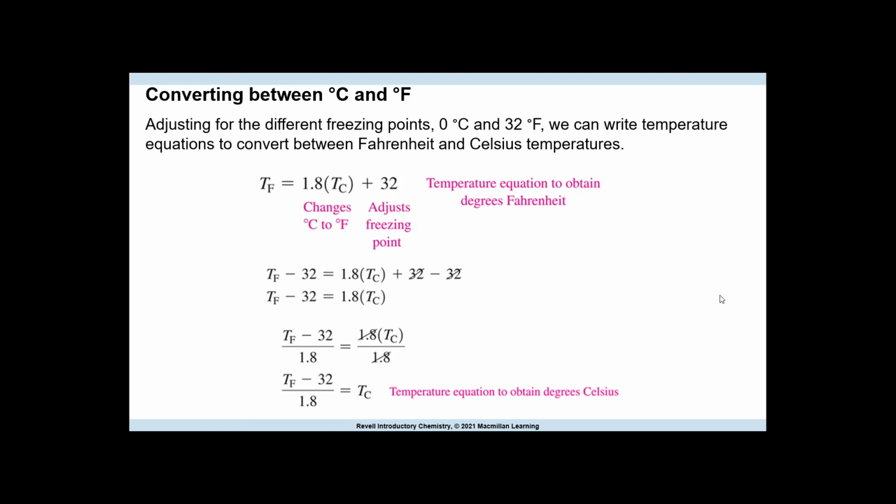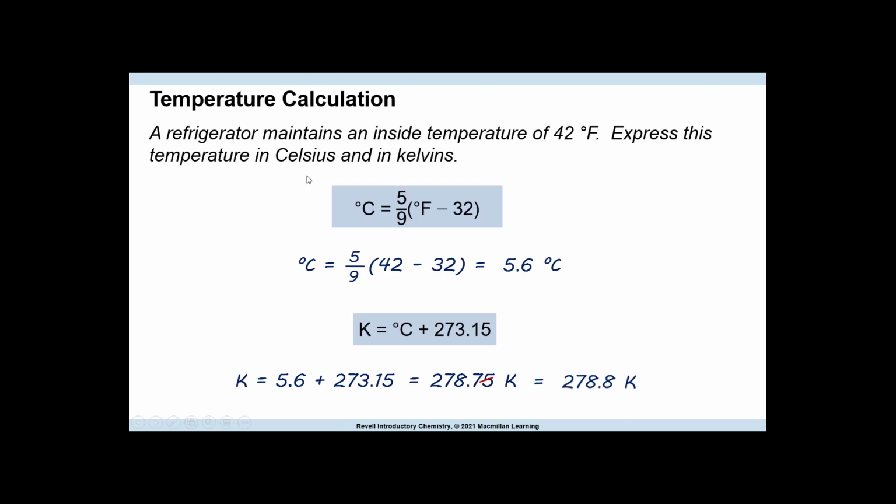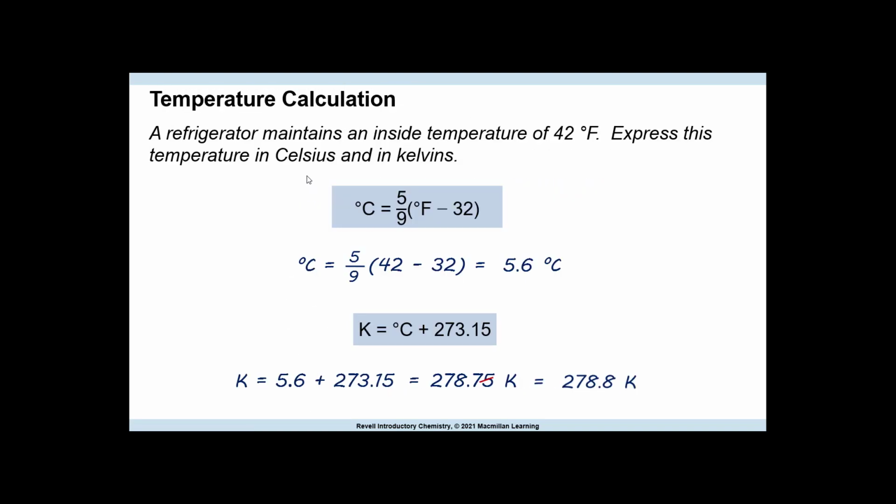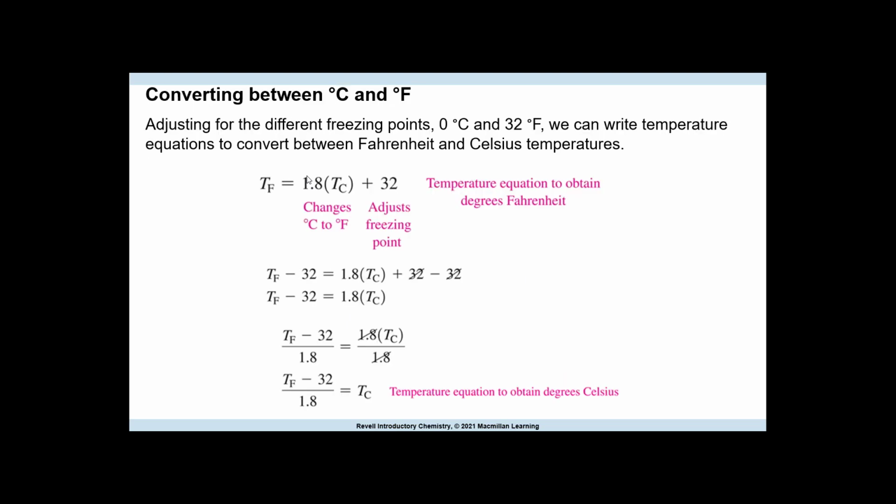Adjusting for the different freezing points of 0 and 32 degrees Fahrenheit, we can write temperature equations to convert between Fahrenheit and Celsius temperatures. So this is 1.8. This is equivalent to 9/5, not 5/9. If you enter 5/9 into a calculator, you will see that number is 0.555555 and it goes on forever. 9/5, if you plug this into a calculator, you'll get 1.8. So this will help change from Celsius to Fahrenheit.